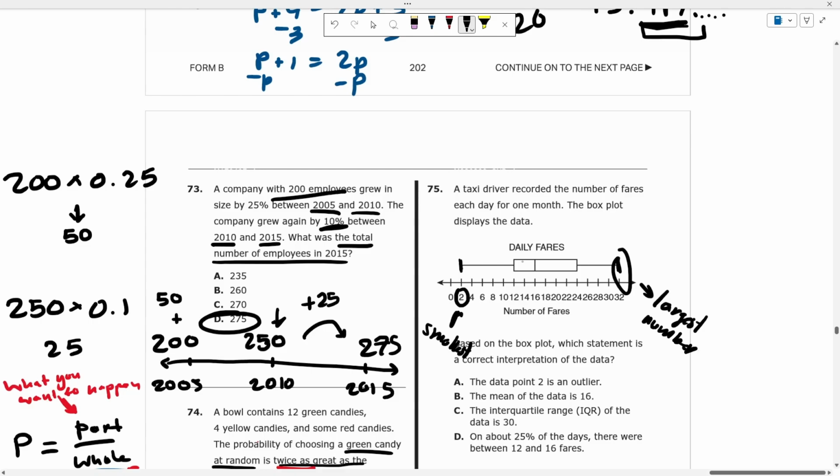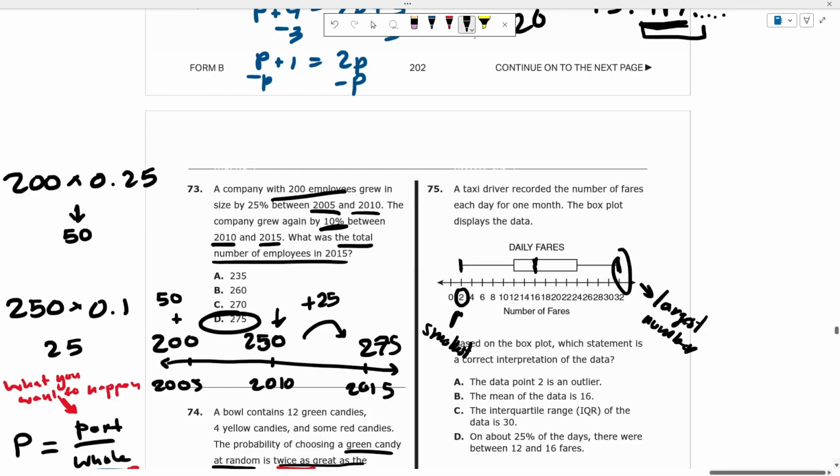What is a data set? A data set is just all of your data. So for example, if you had 2 fares, 3 fares, 4 fares, 32 fares, right? This is a data set, and we're going to represent this as a box plot. So this 2 is going to be the smallest number in the data set, and this 32 is going to be the biggest.